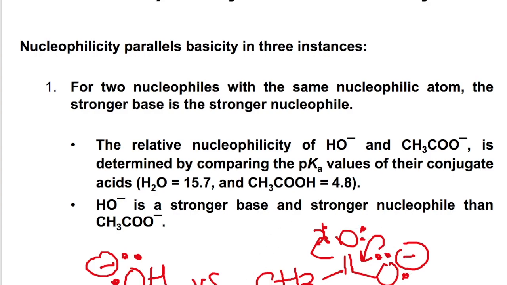And if it's a weaker base, it's not ready to go and attack. So this is my stronger base. And at the same time, a stronger base is also a stronger nucleophile. So they go together. In this case, strong base and strong nucleophile are the same. And in this pair, it is this one right here. So of these two, this is the stronger base and the stronger nucleophile.